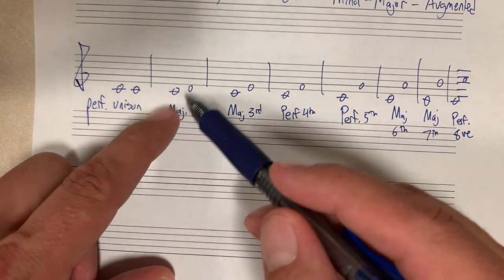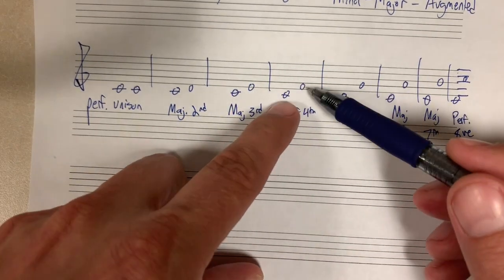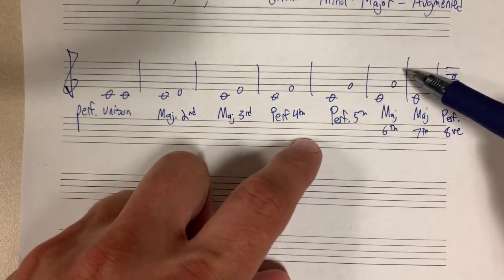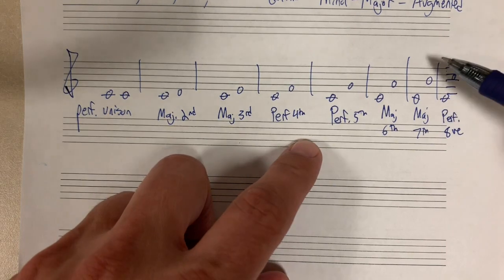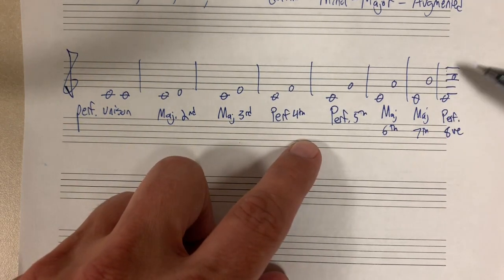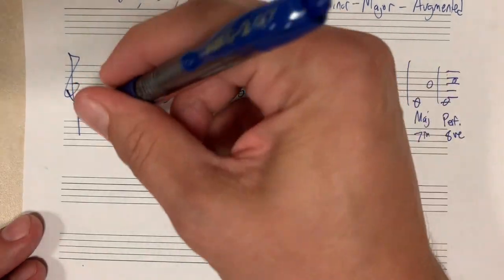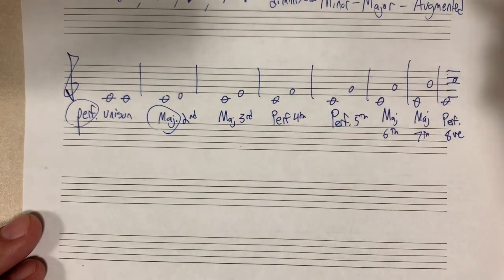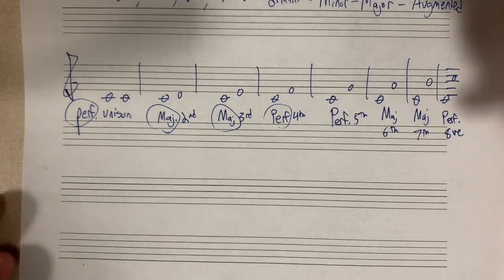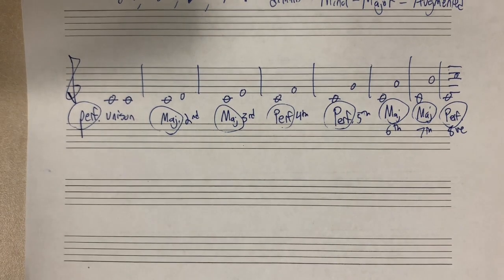So C, C, perfect unison. C, D, major second. C, E, major third. C, F, perfect fourth. C, G, perfect fifth. C, A, major sixth. C, B, major seventh. C, C, perfect octave. Look, all the intervals from the tonic in a major scale, doesn't matter what major scale, we used C here, but it doesn't matter which one. Every single one of them is perfect or major, right?